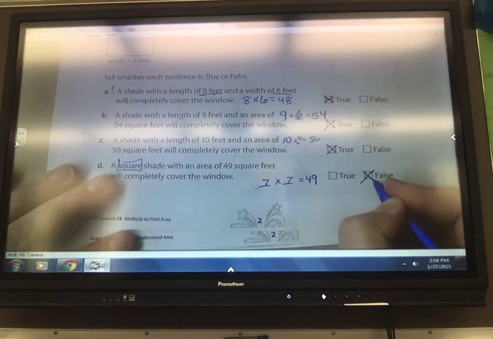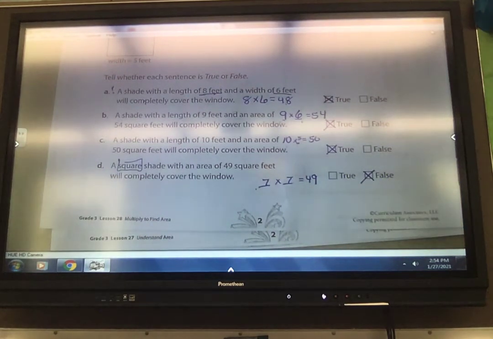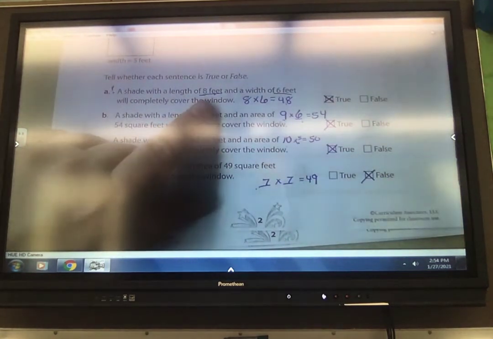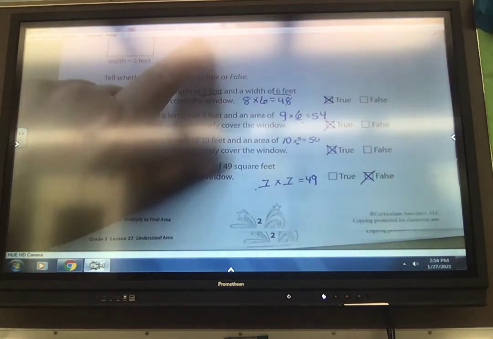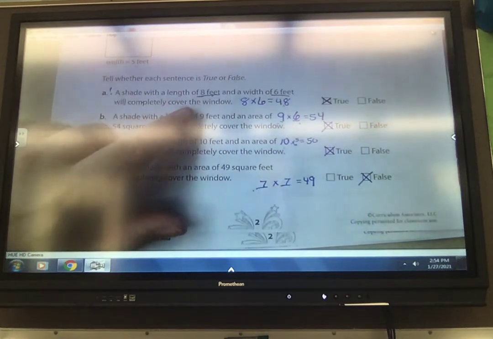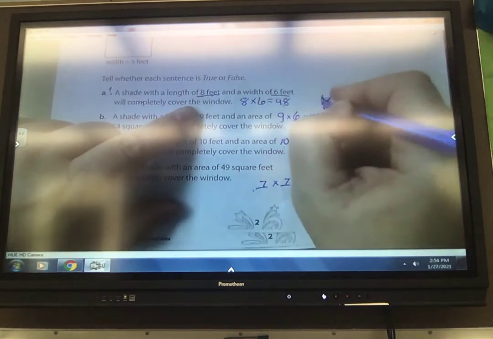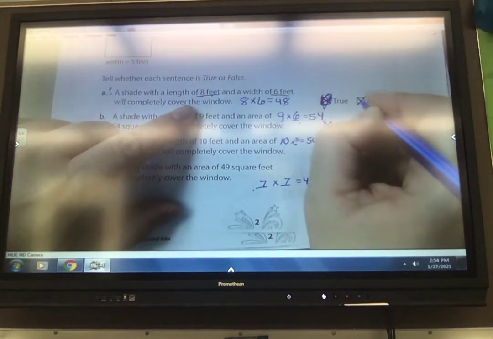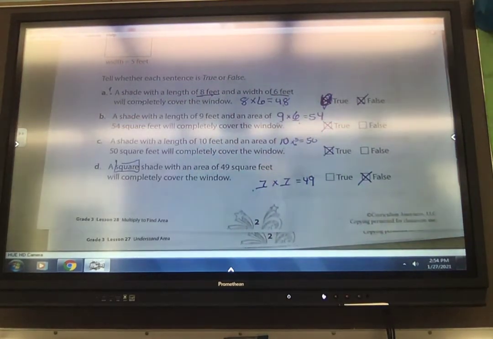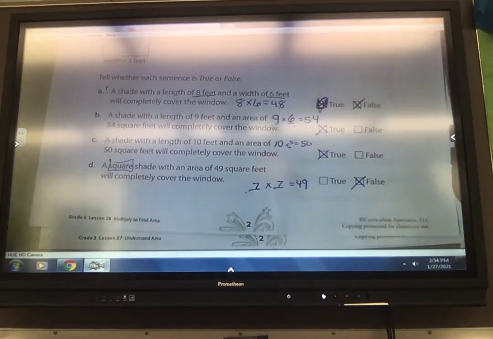No. Let's go back to A. I think I messed up on A. If the length on this one is 8 and my length is 9, is this going to cover? No. So we need to change that. I messed up there. I'm glad I went back. So go back and change that. Hopefully I didn't mess you up too much.